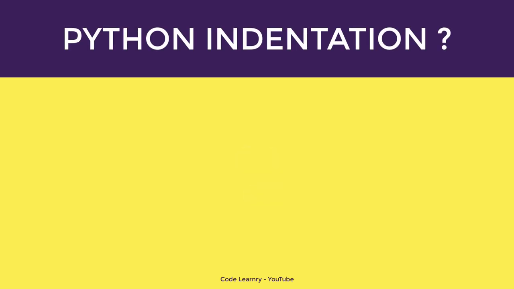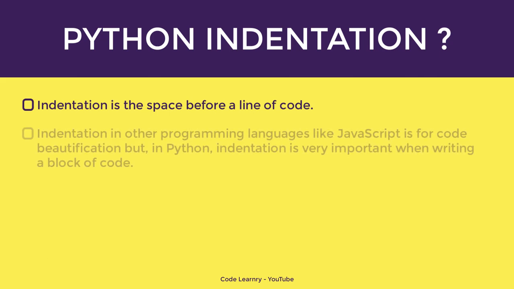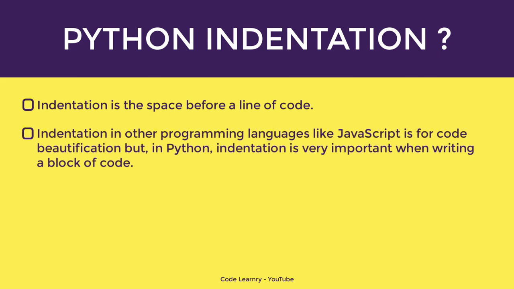So now let's talk about Python indentation. Indentation refers to the spaces at the beginning of a code line. In other programming languages like JavaScript, the indentation in code is for readability only. But in Python, code indentation is used to indicate that a piece of code belongs to a certain block or group of code. Now, Python will give you an error if you skip indentation.